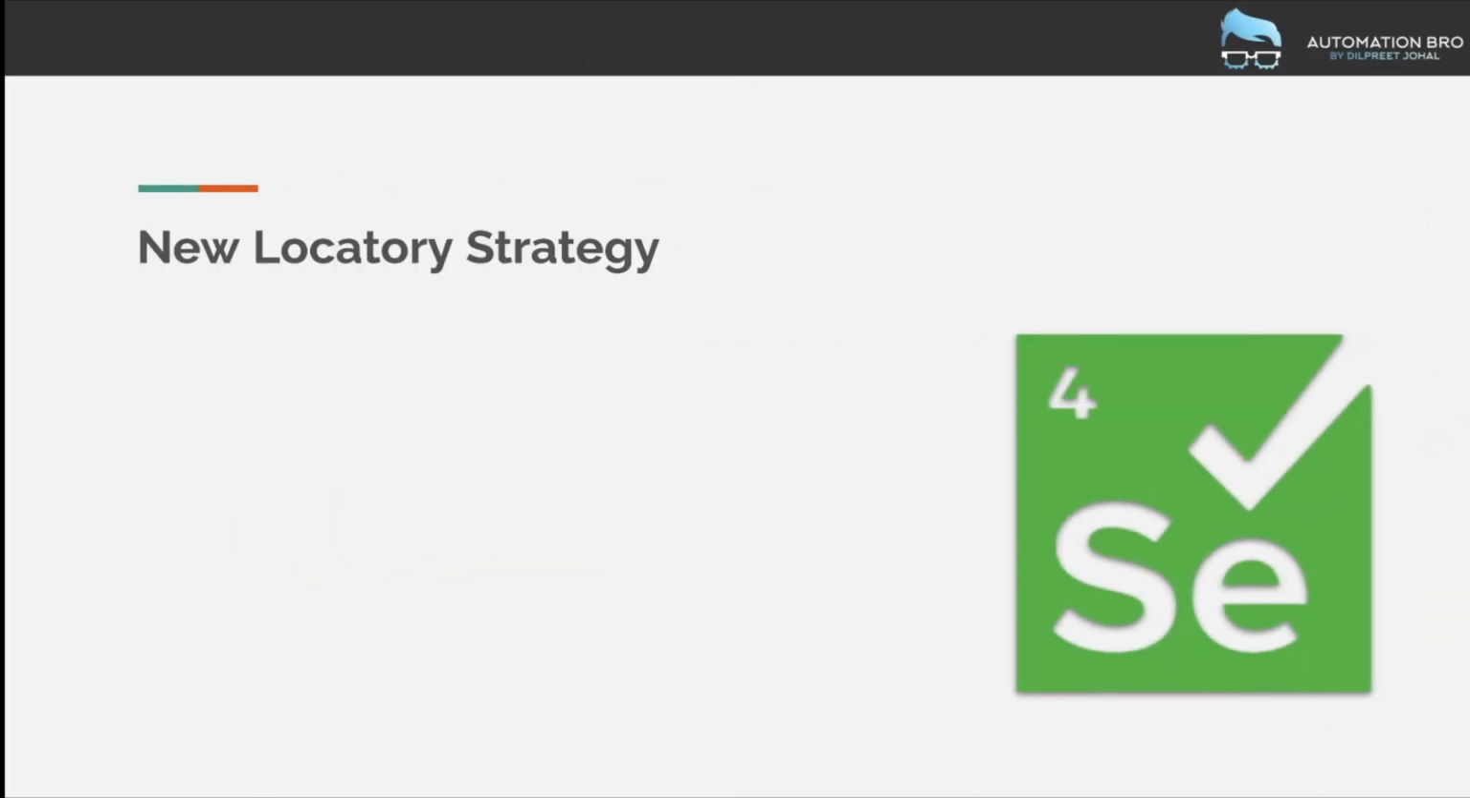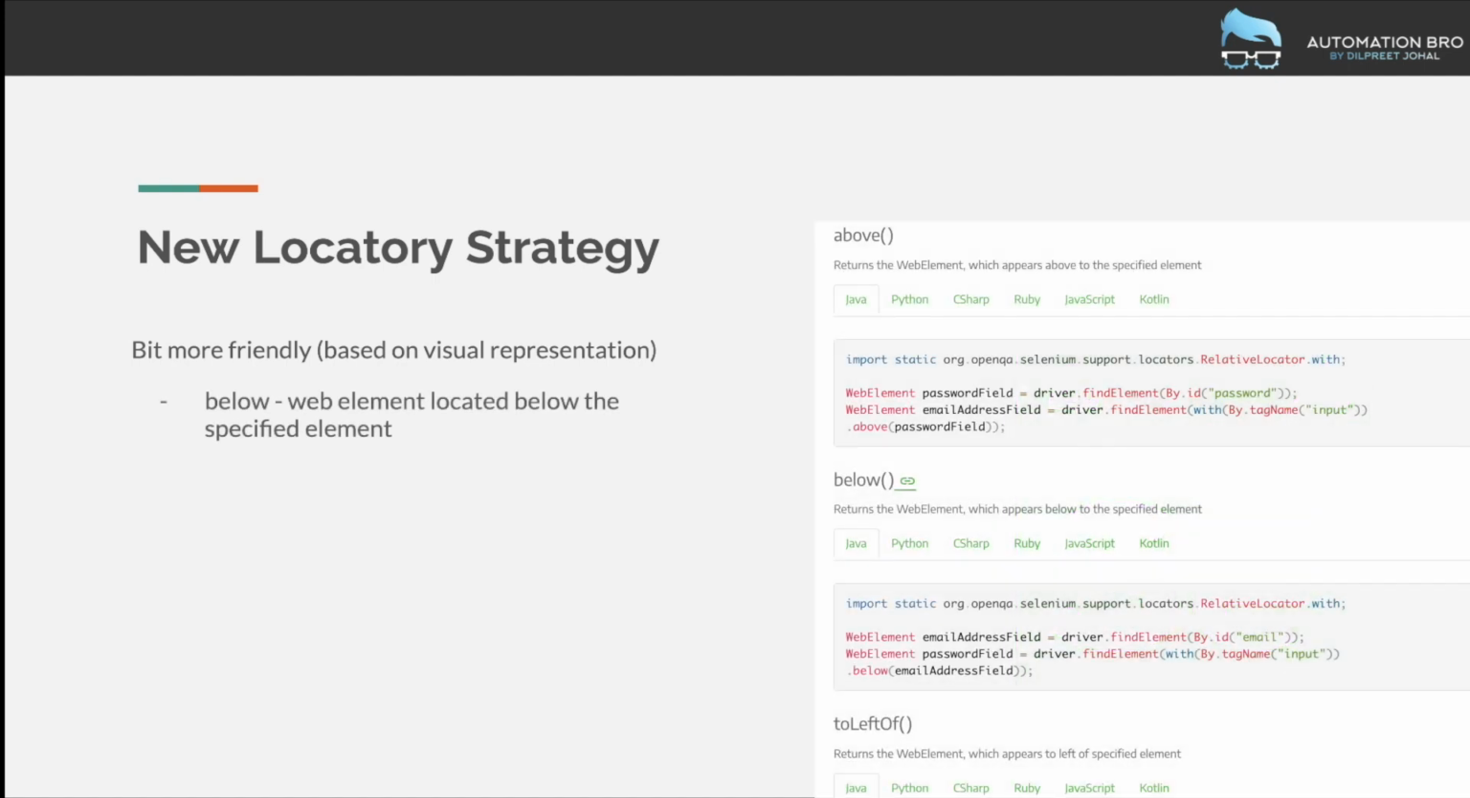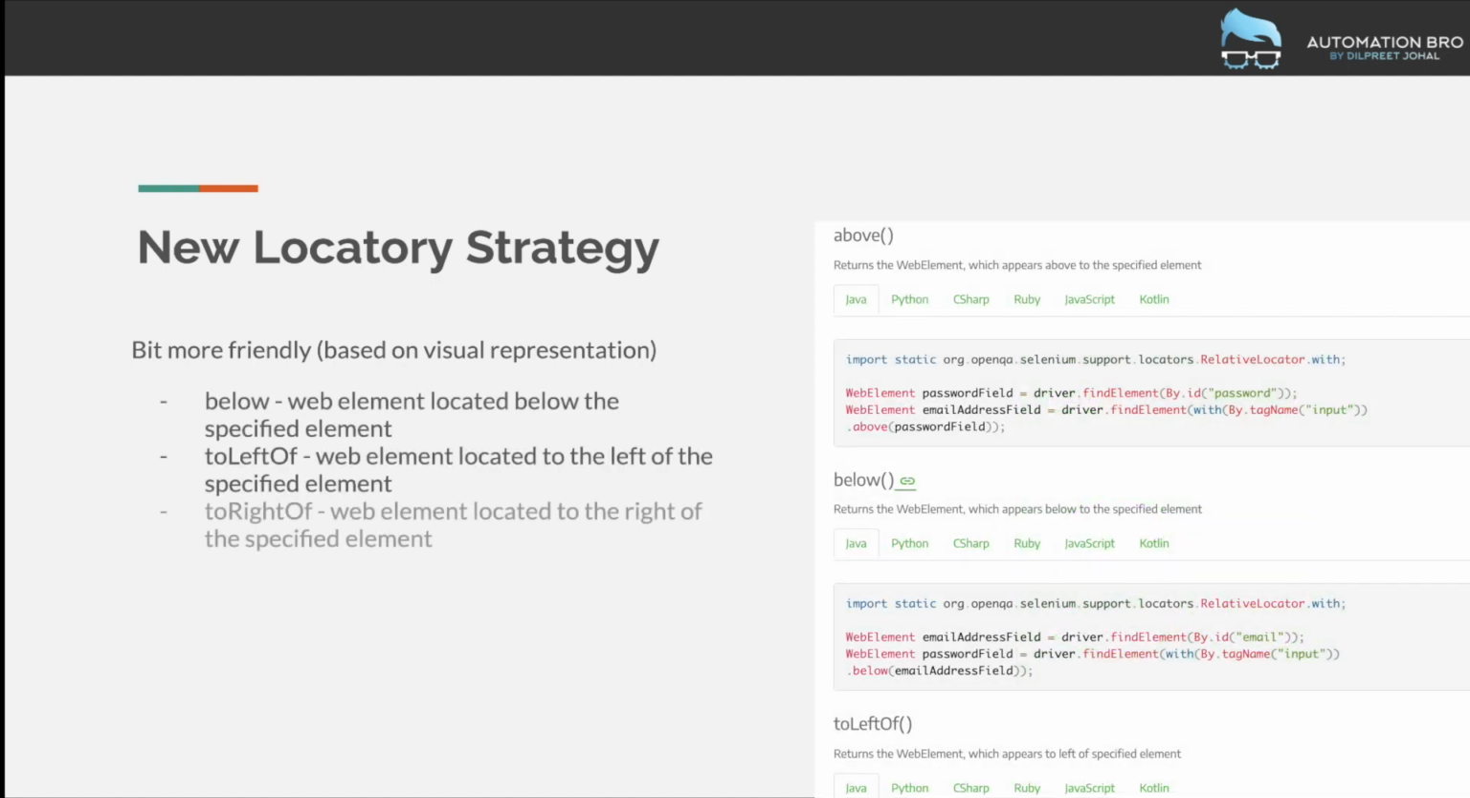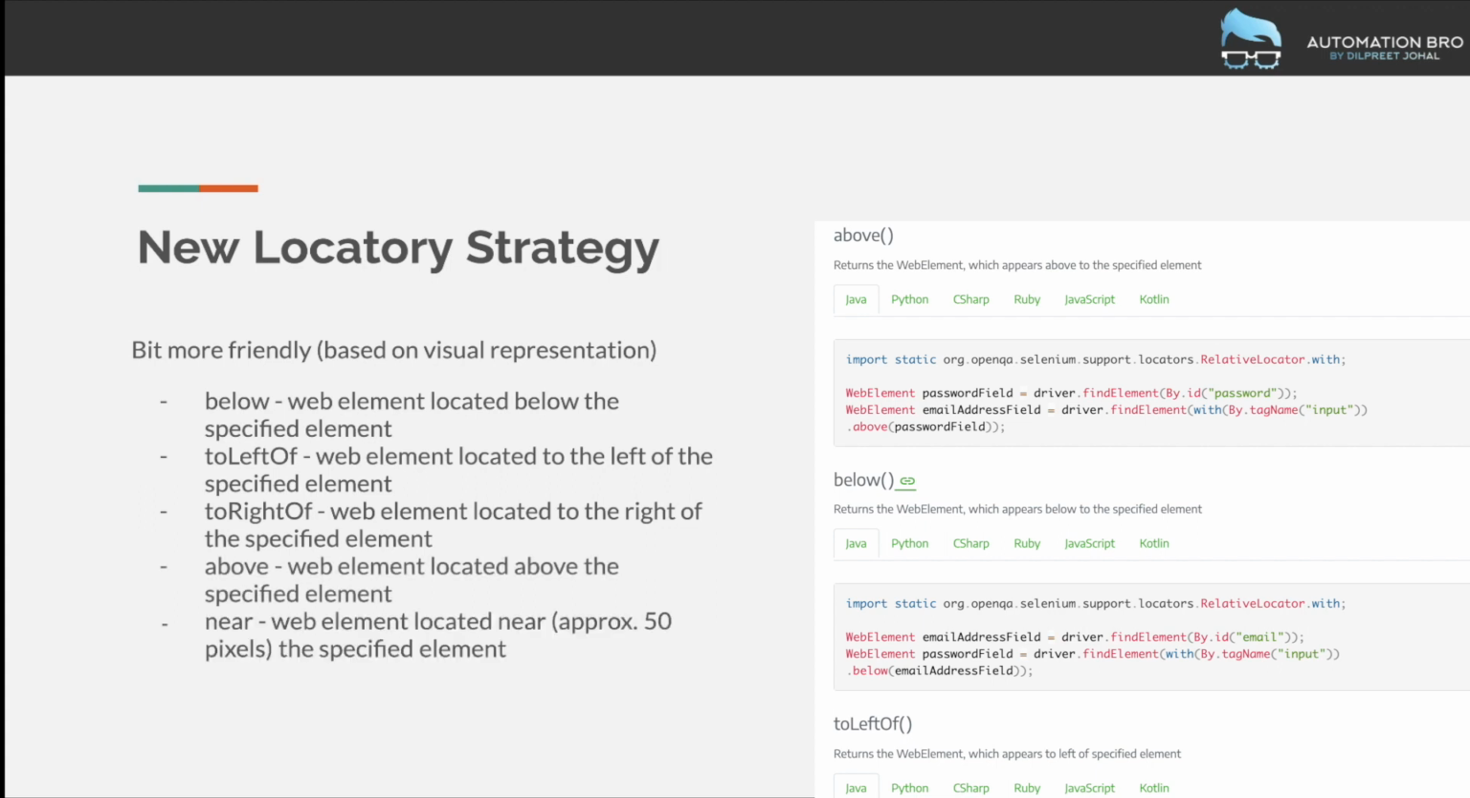Selenium 4 also came up with a new Locator Strategy which is a bit more friendly compared to the ones we have been using so far, because this one is based on the visual representation. And you can do things like finding an element located below a specified element, or to the left of, to the right of, above, or near a specified element. But be careful with using this selector strategy because if the UI layout changes, then your test will likely fail as well.